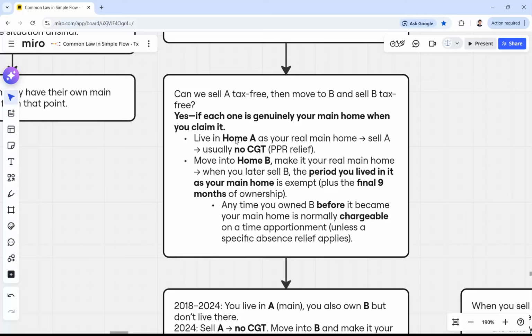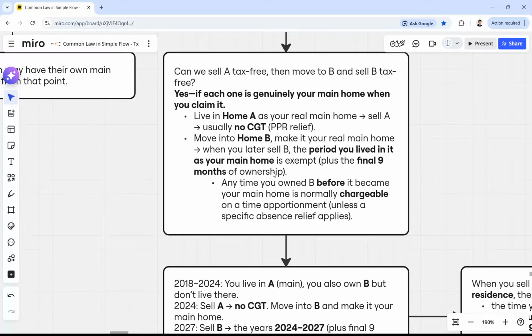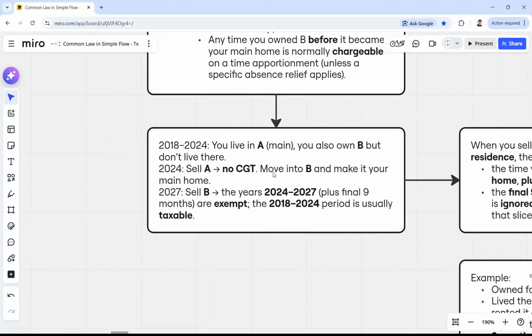So if you sell A and then move to B, but you have had B for 40 years and you live in B only for 2 years, and you sell it, you will be free from capital gains tax only for 2 years. The other 38 years will not be tax-free. So this is an important point.